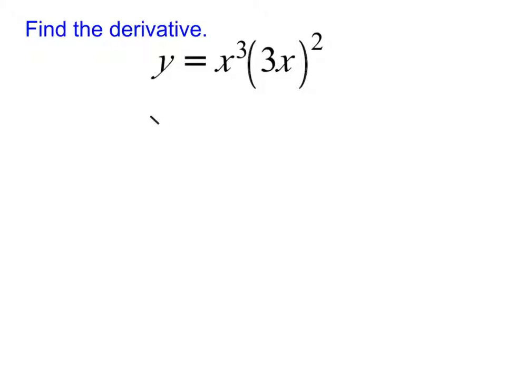Well, as I look at this, I see a lot of polynomials. I could actually do the squaring here, so I could turn this into 9x squared. But then, can't I multiply the x's there? And if I multiply the x's, I just add their exponents. So that's what I'm really finding the derivative of.